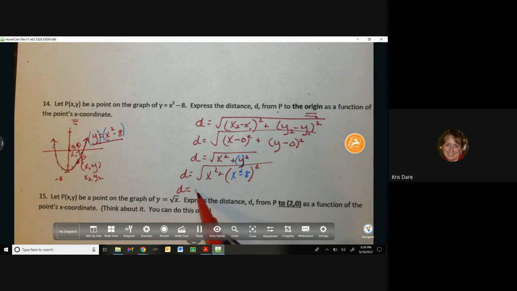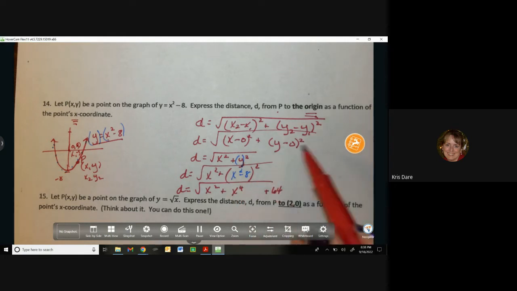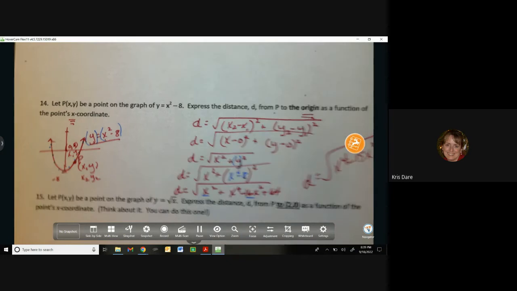Okay, so I've got x squared, and then if I FOIL this out, first times first is going to be x to the 4th, last times last is going to be positive 64, then my outer is negative 8x squared, and my inner is also negative 8x squared, so minus 16x squared. And then these are like terms, so I can put those together. So I end up getting the distance is x to the fourth, and then that would be minus 15x squared plus 64, which you can't see. There it is.